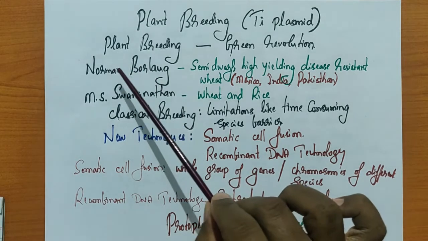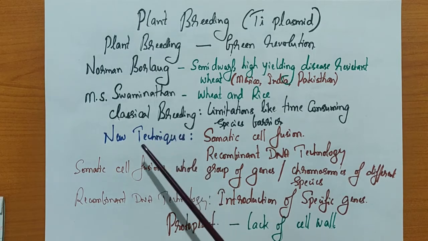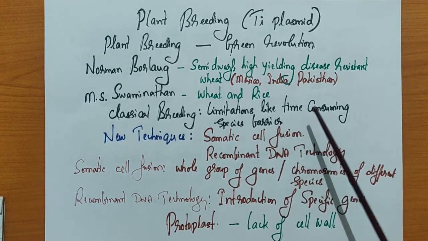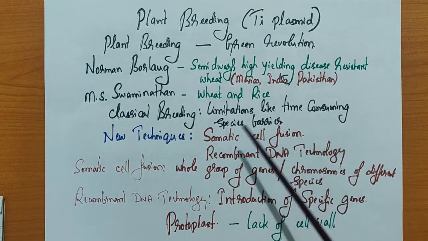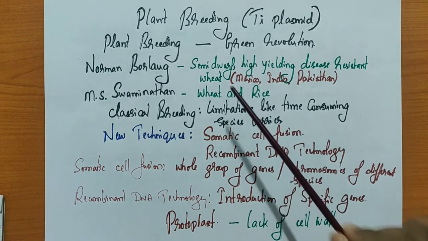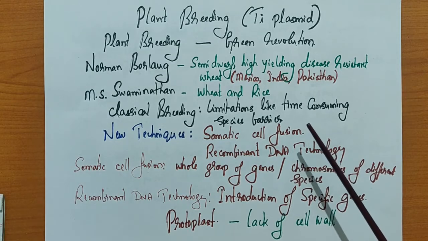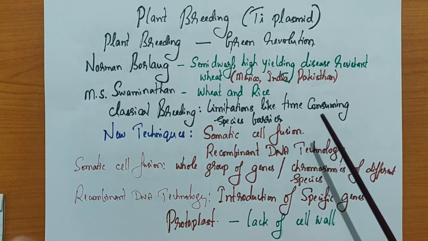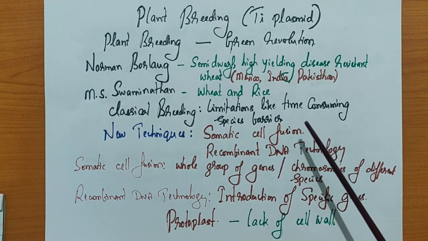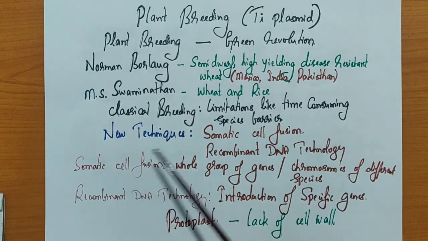Now most of the breeding techniques are conventional. We also call this classical breeding. In case of classical breeding, there are limitations. The major limitation is that it is time consuming, and they also have to experience the species barrier. If you want to combine a high yielding variety with a disease resistant variety, if you want to combine these two species, then there is a barrier which is a critical one. To overcome that, they have developed new techniques.